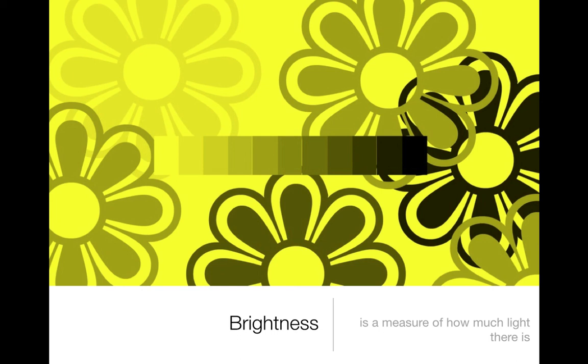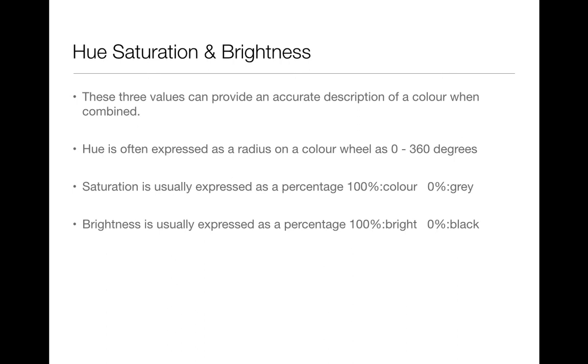Now we're on familiar territory here because this is just like you would with a black and white image. It's just how bright it is. We can organize things by brightness fairly easily. So with hue, saturation, and brightness, those three values, you can get an accurate description of a color when you combine them. Now the black and white image, there was just one value. Just how bright is this?